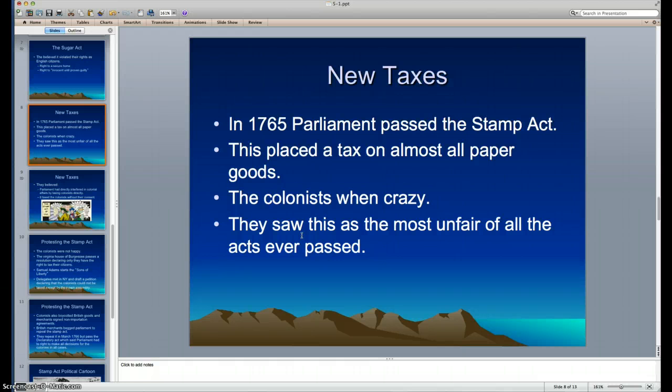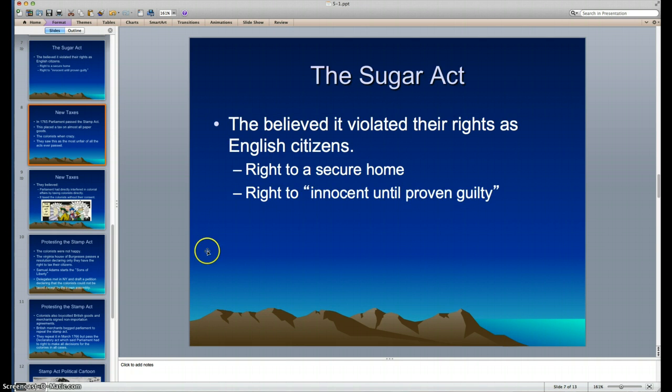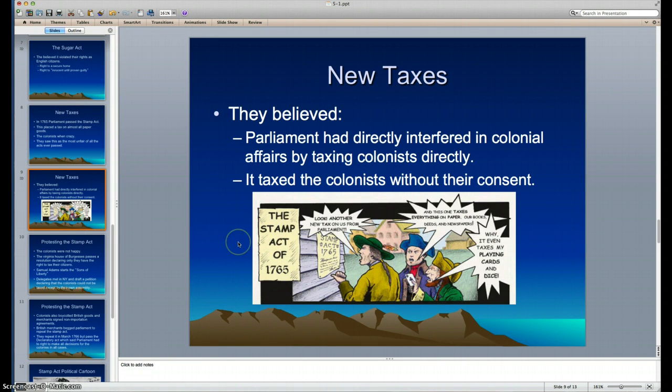The colonists went completely insane. Again, as it says right here, they saw this as the most unfair of all the acts ever passed. And the reason they saw it this way was because they believed that Parliament had directly interfered in colonial affairs by taxing them directly. That means that this is the first time Parliament ever taxed the colonies where it came out of the colonists' pocket. Normally it would just be on a good or a supply, and it would be factored into the price. But this is the first time a colonist ever had to go to the tax collector, give the tax collector money out of their own pocket to pay for a tax.